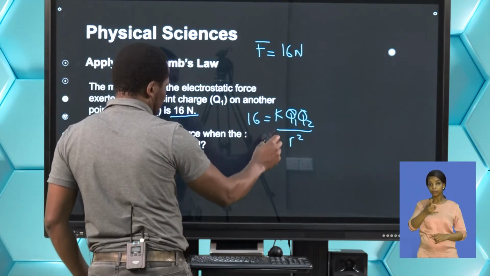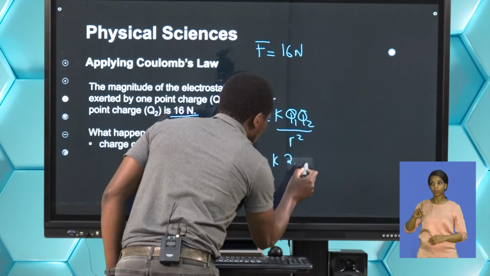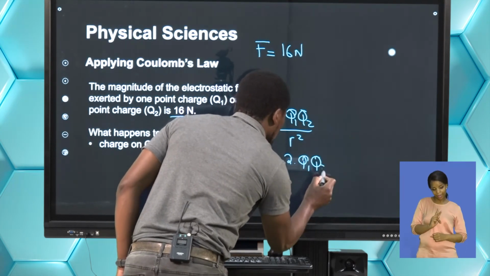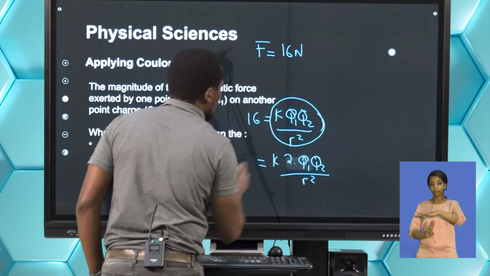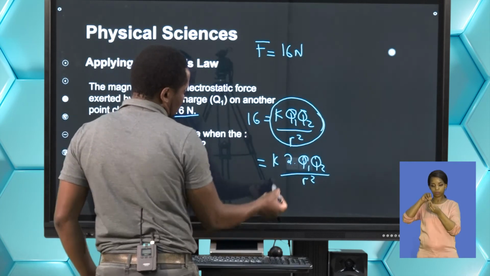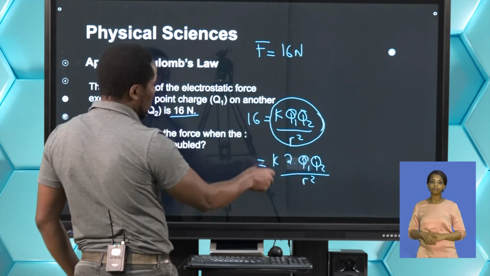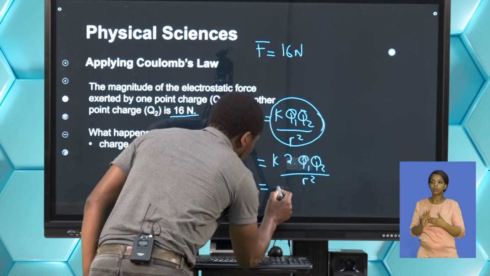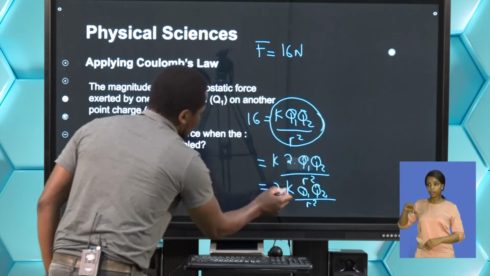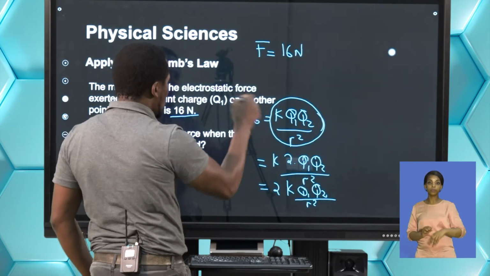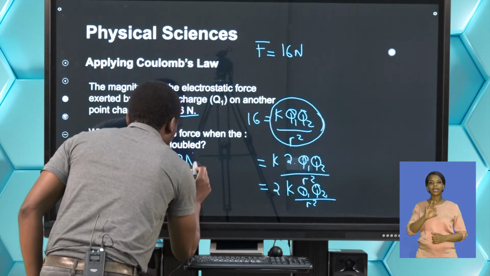So if we double Q1, we'll have K 2Q1 Q2 over R squared, right? Now, this is equal to 16, mathematically left-hand side is equal to right-hand side. So this term on the right-hand side is equal to 16. I want to express the new force in terms of 16. This is going to be 2K Q1 Q2 over R squared, so this is like 2 multiplied by 16. So if we double one of the charges, the actual force will be doubled. So the new force will be equal to 32 newtons. So this is what it's all about.